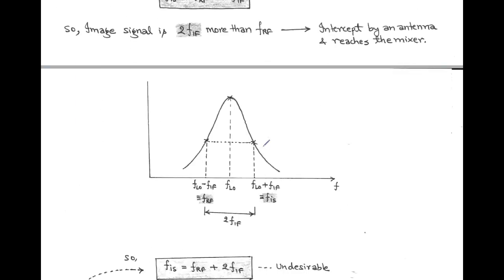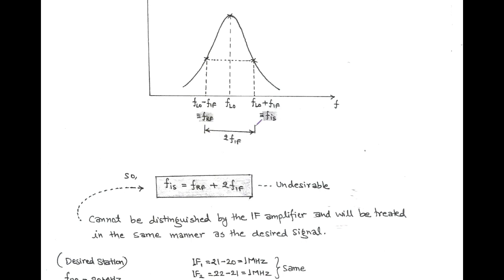Now the image signal and radio frequency are shown in the figure. Here the maxima point is for the local oscillator frequency. Above the local oscillator frequency there is an image signal, and below the local oscillator frequency there is a radio frequency. We know that in the case of a superheterodyne receiver, the local oscillator frequency is adjusted high compared to the radio frequency, or we can say that the radio frequency is FLO minus FIF. That is called radio frequency.